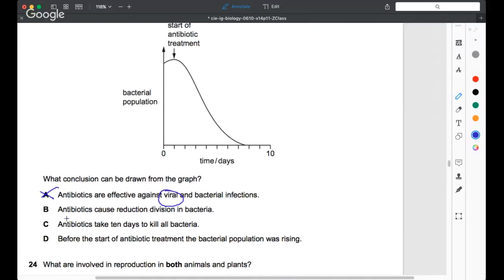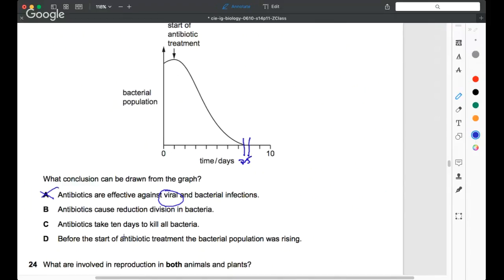Antibiotics take 10 days to kill all the bacteria. So we look here, all the bacteria are killed by what, 7.5 days. So yeah, we can't conclude that either. And also we can't conclude that all antibiotics take that long. Some antibiotics might take longer or less time, depending on what bacteria we're using.